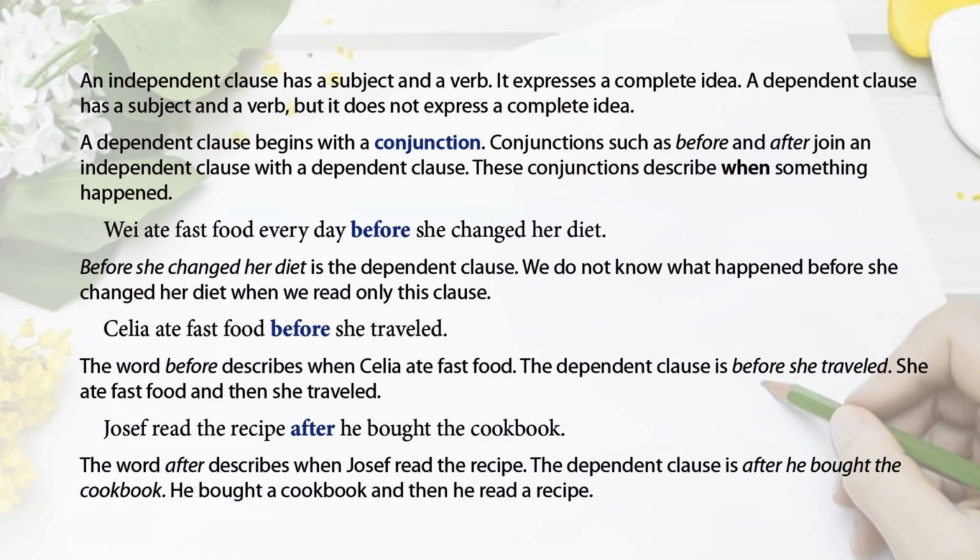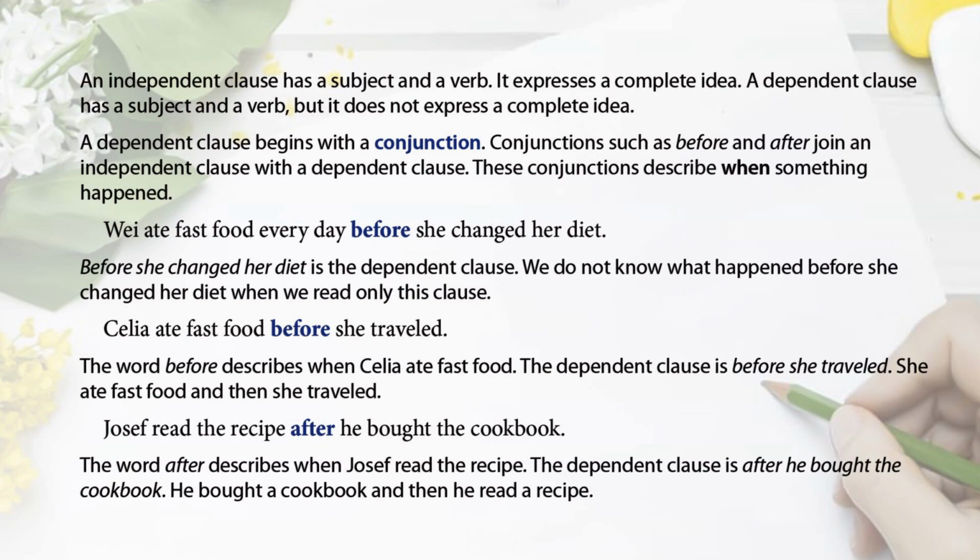Celia ate fast food before she traveled. The word before describes when Celia ate fast food. The dependent clause is before she traveled. She ate fast food and then she traveled.